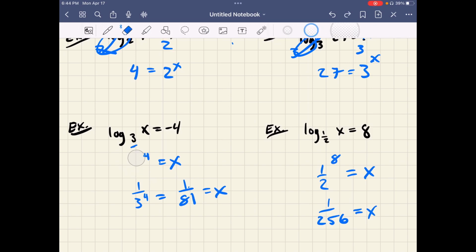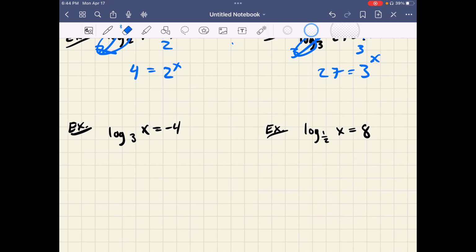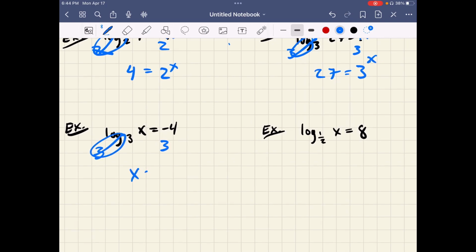Now I want to show you a slightly different way to think about it, similar to what we did earlier. I'm going to think of it as undoing the operations. Because I have a 3 as my log base, I'm going to make the 3 the base on both sides. Again, the 3 and the log base 3 are opposite operations, so they cancel each other out. So I get x equals 3 to the -4th. And again, it's the exact same spot we were last time.